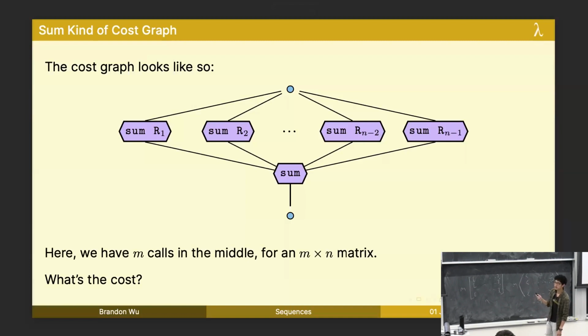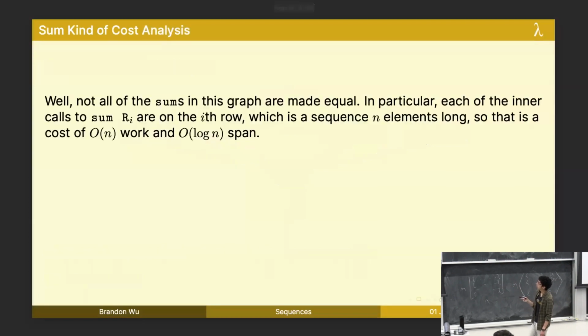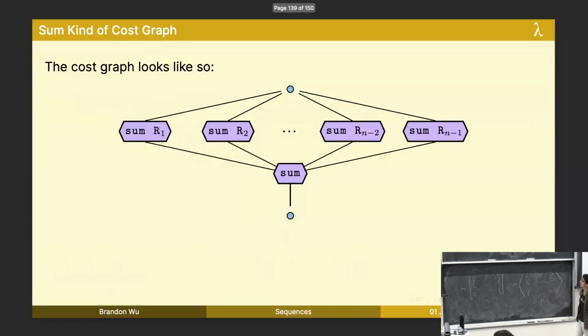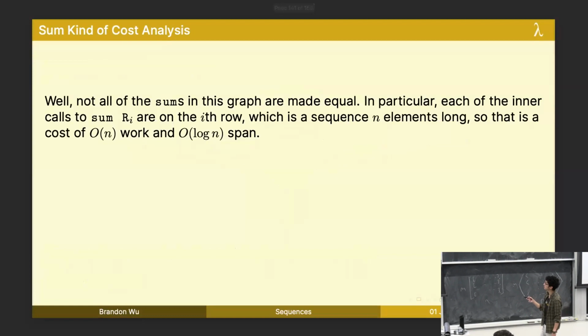What's the cost of this though? We're going to employ the same technique that I did earlier this lecture, where I take the cost of each of these and substitute the purple nodes by the green nodes. I substitute the cost nodes for the computation nodes. All of the sums in this graph are not made equal. In particular, these sums are not the same as this sum. Why? Because each of the inner sums is on the ith row, which has n elements. Each of those inner r sub i's is n elements long, so via reduction, via constant time addition, it has O of n work and O of log n span. That's what we said earlier.